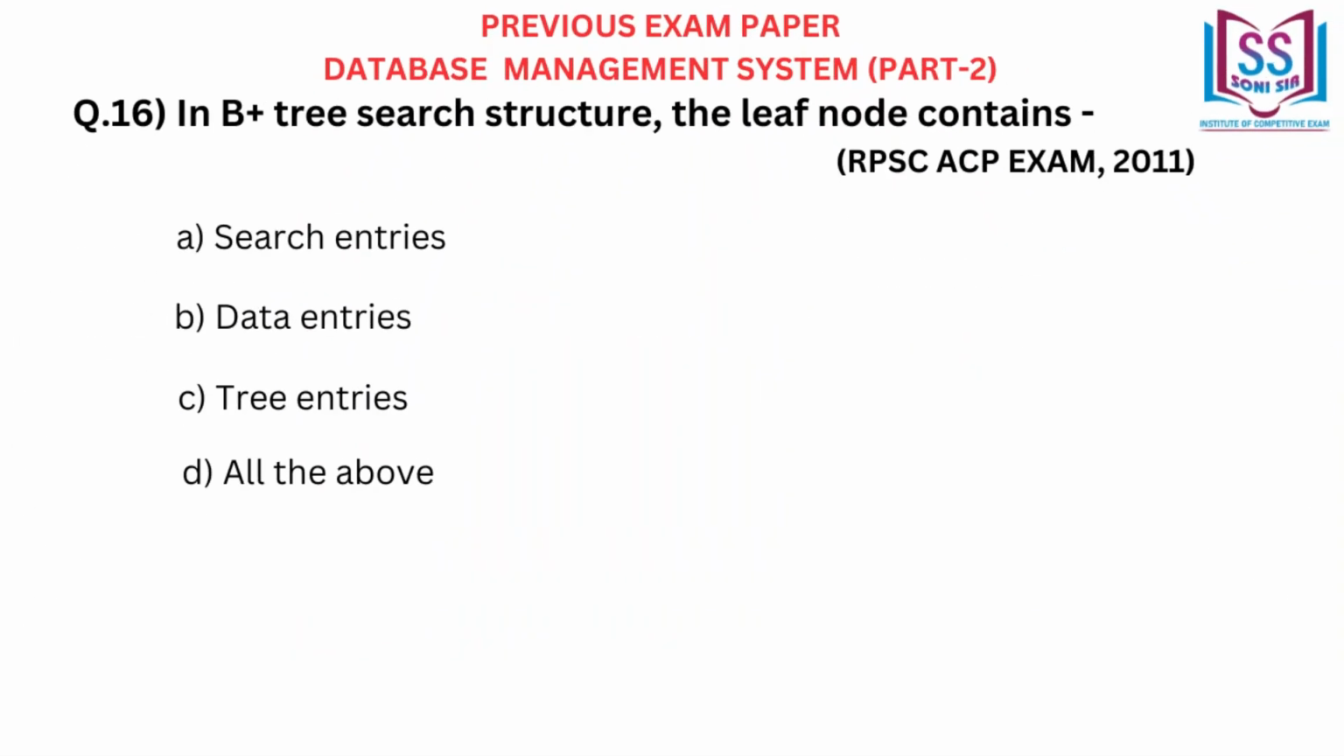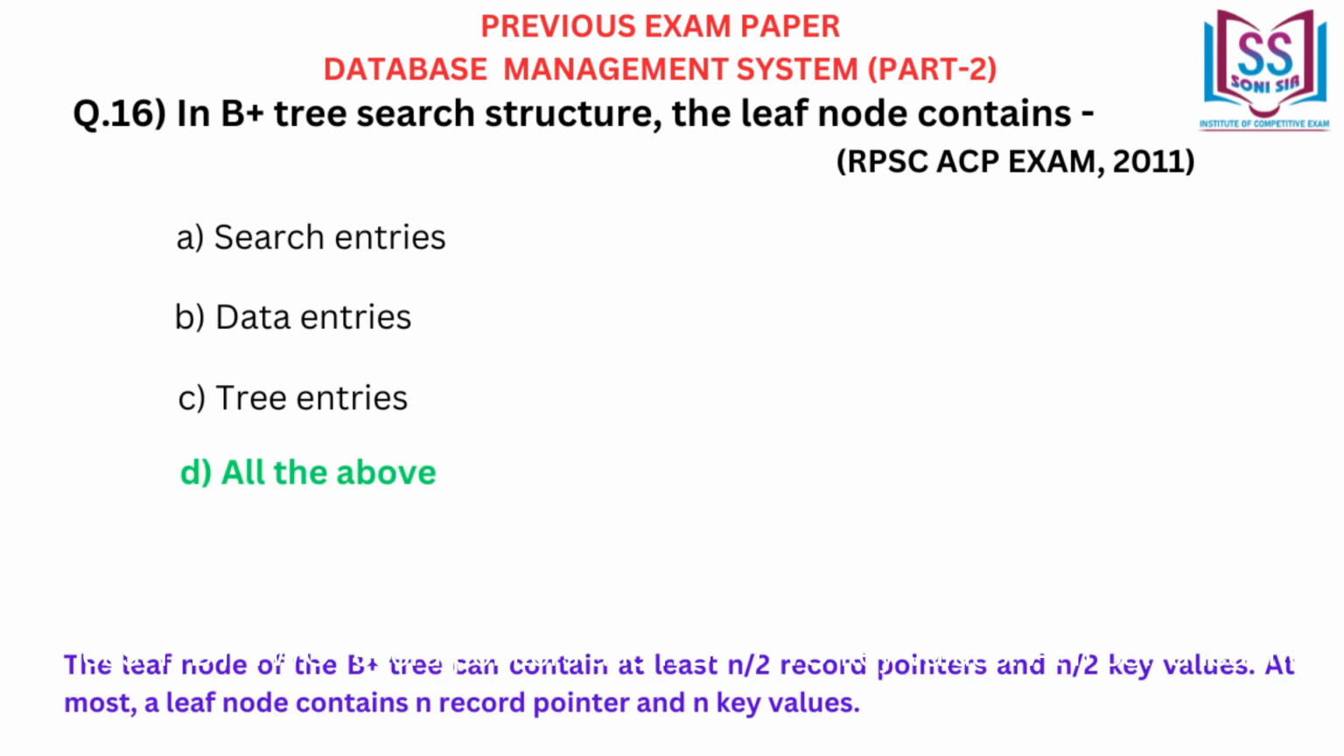In B+ tree search structure, the leaf node contains: A. Search entries, B. Data entries, C. Tree entries, D. All the above. Correct answer D. All the above. The leaf node of the B+ tree can contain at least n by 2 record pointers and n by 2 key values. At most, a leaf node contains n record pointers and n key values.